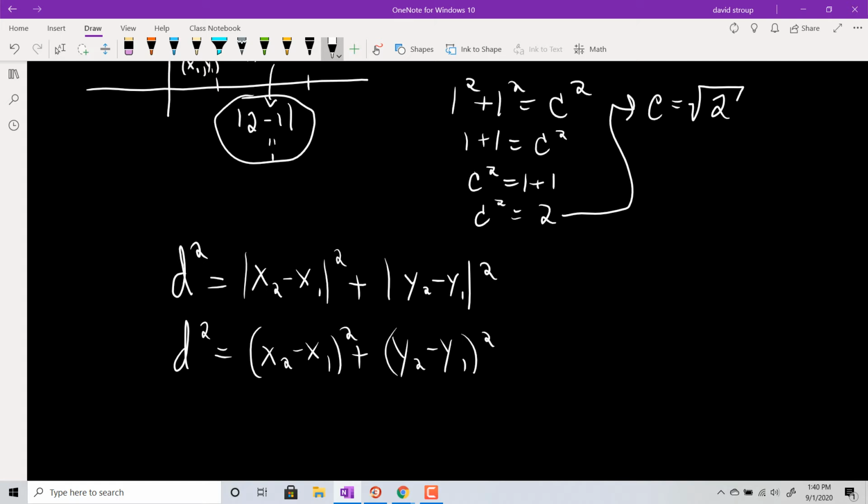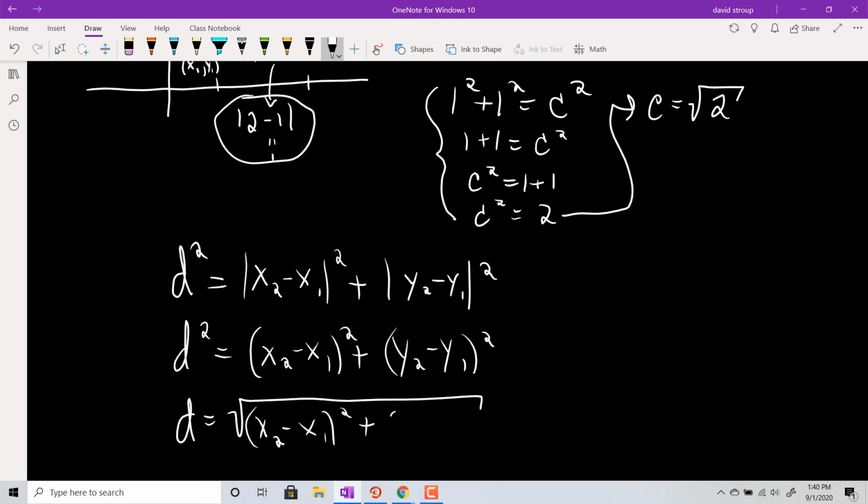Okay? And then in this part, where we're solving, in the last step we do the square root property. So that's what we'll do here too. We'll say d is equal to the square root of x2 minus x1 squared plus y2 minus y1 squared.